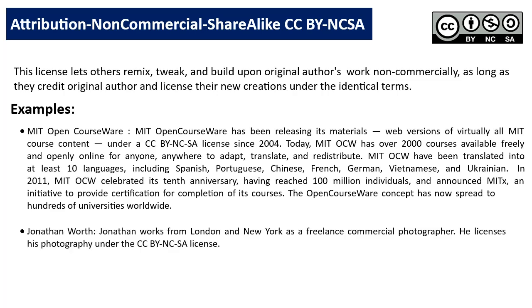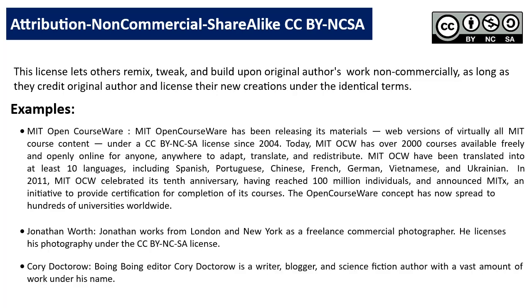Another example is Jonathan Worth. Jonathan works from London and New York as a freelance commercial photographer. He has been licensing his photography under a CC BY NC SA license. This is basically a non-commercial, however share alike license. Another example is Cory. Boing Boing editor Cory Doctorow is a writer, blogger and science fiction author with a vast amount of work under his name.